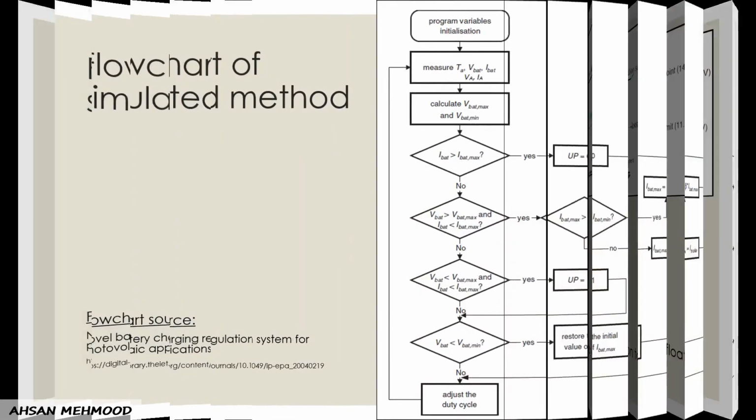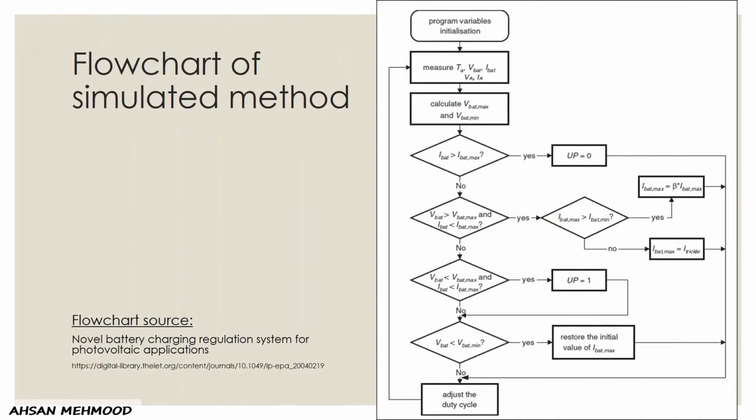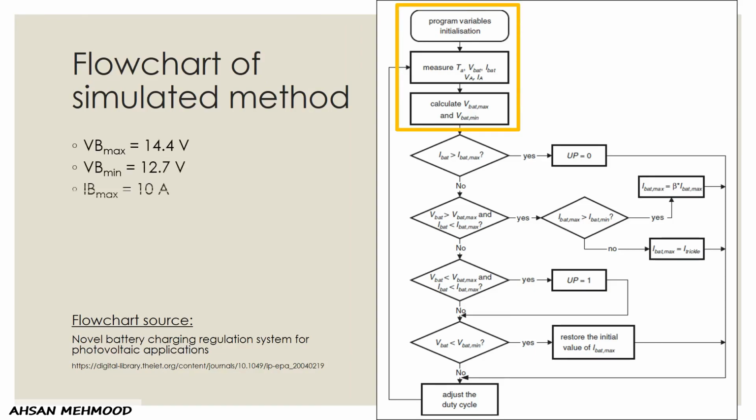The flowchart of the algorithm is shown on the screen. Before going towards the simulation, it is necessary to first understand this flowchart. As the program starts, all the variables are initialized to the values as explained above. That is, VB maximum and VB minimum are set to 14.4 volt and 12.7 volt respectively. IB maximum and IB minimum are set to 10 ampere and 0.5 ampere respectively. And I trickle is set to 0.2 ampere.